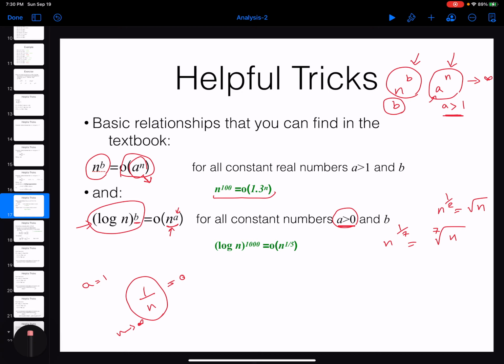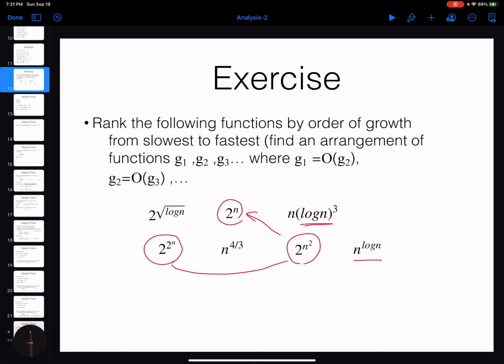So n should be some positive number, but it doesn't matter how small it is, as long as it is a positive number. Another example of this is that log of n to the power of 1000 is going to be strictly slower than n to the power of 1 over 5. These two tips I'm going to actually use in solving this exercise later. I will come back to this.